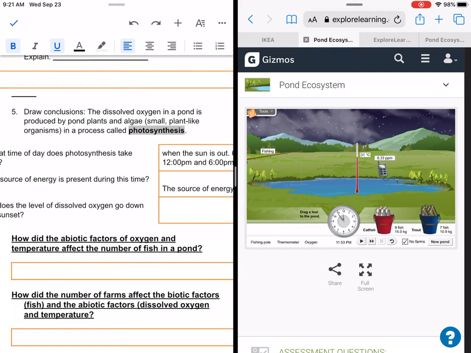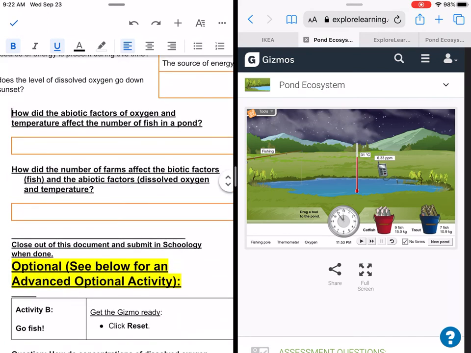So how did the abiotic factors of oxygen and temperature affect the number of fish? Well, do you catch more fish when it's warm or cold? Do you catch more fish when the dissolved oxygen is higher or lower? So you might have to do a few more tests and figure that out. The next question, how did the number of farms affect the biotic factors, the fish, and the abiotic factors, dissolved oxygen? Well, it looks like when I did not have the farms, I caught a lot more fish. But I'm going to have to do a few more tests and look at the dissolved oxygen. So then you'll make those experiments and answer the question.